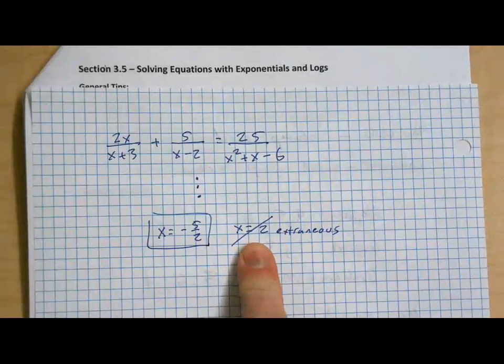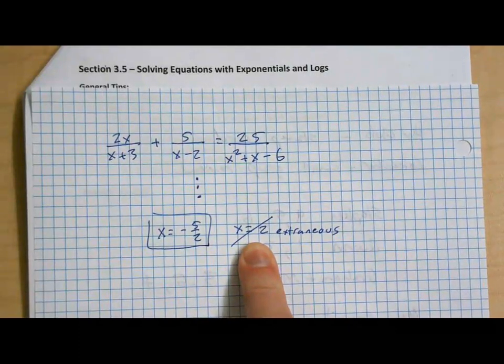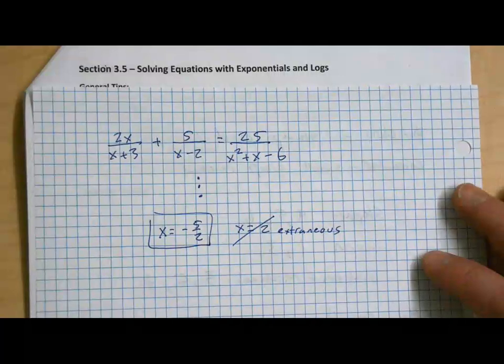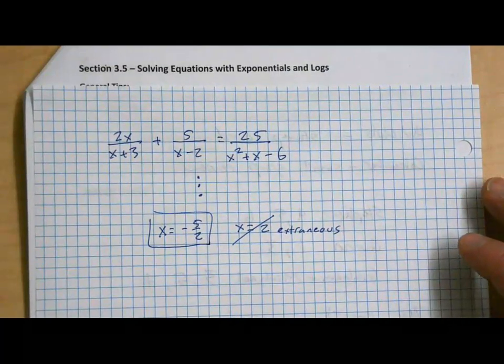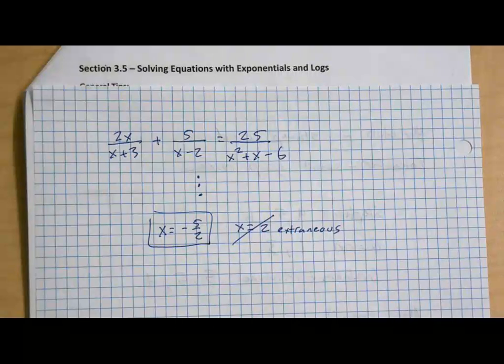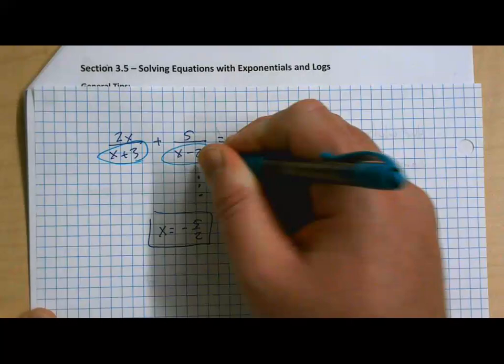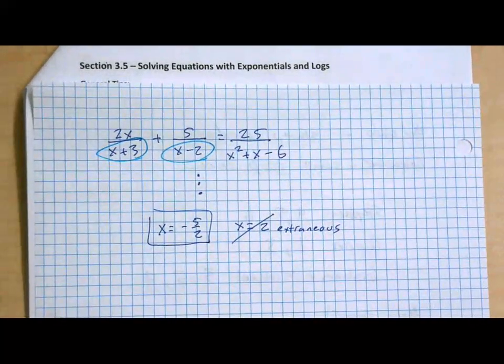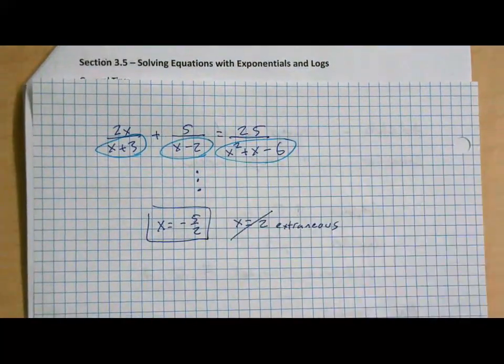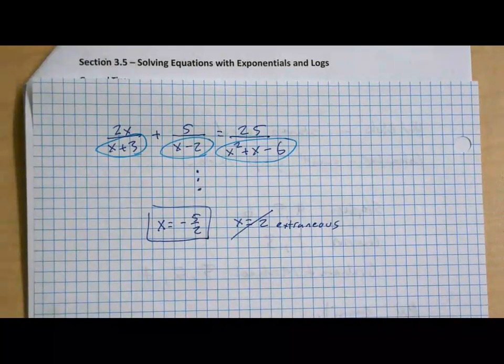Do you guys remember why we had to throw out this x equals 2? Because what? Because we can't divide by 0, right? Because there's restrictions on parts of our original function. These all have fractions. So now we need to make sure that the domain restrictions hold up, right? This all goes back to domain, which was from chapter 1.